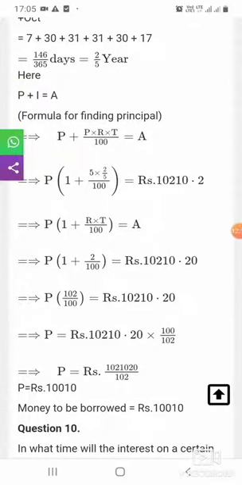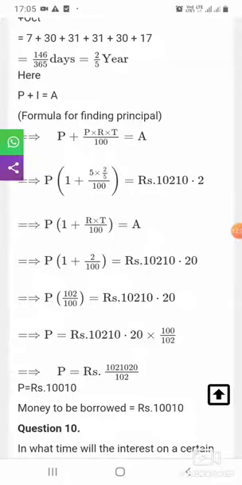P is equal to what? Here the principal amount we don't know. We can write it like this: A is equal to P plus I. Now P plus I, in place of I I am writing PTR by 100. That is equal to A.